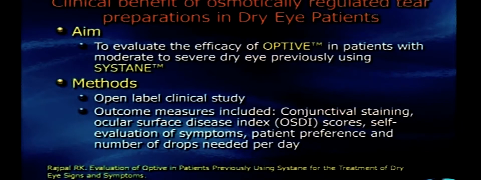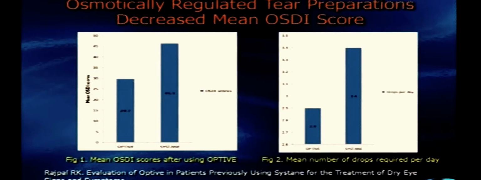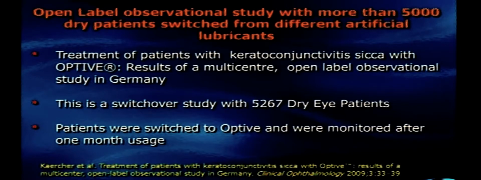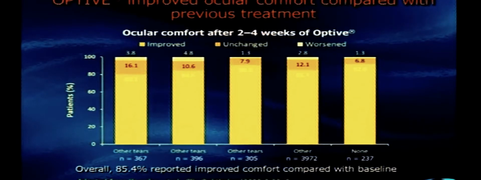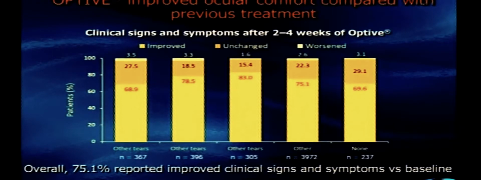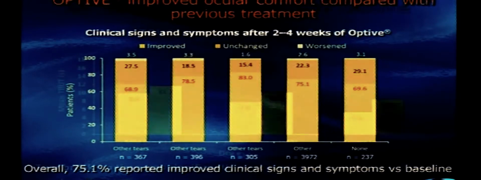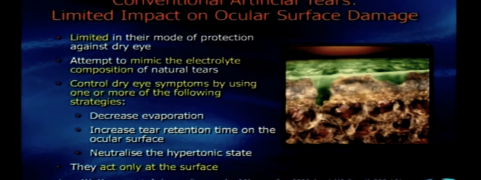And there is clinical evidence as well, and there are various studies showing the comparison between drugs which contain osmoprotectants versus those that do not, and they're showing that the comfort as well as the OSDI scores are better. There's a switchover trial with more than 5,000 dry eye patients which revealed better ocular comfort, improvement in clinical signs and symptoms after a few weeks, and an improvement in the T-BUT, or the tear film breakup time. So the ordinary artificial tears that we have are only surface active, but those that contain osmoprotectants are actually adding to the value intracellularly as well.